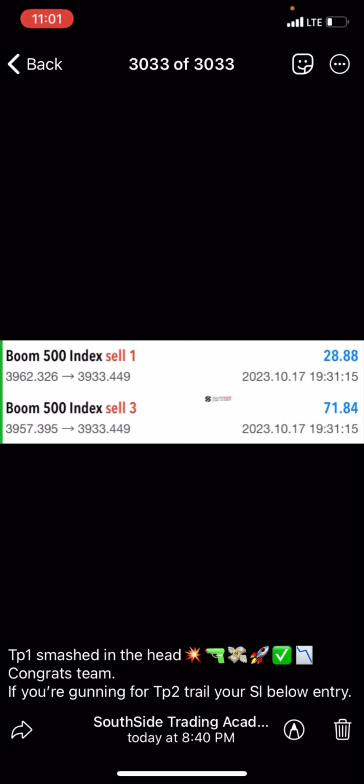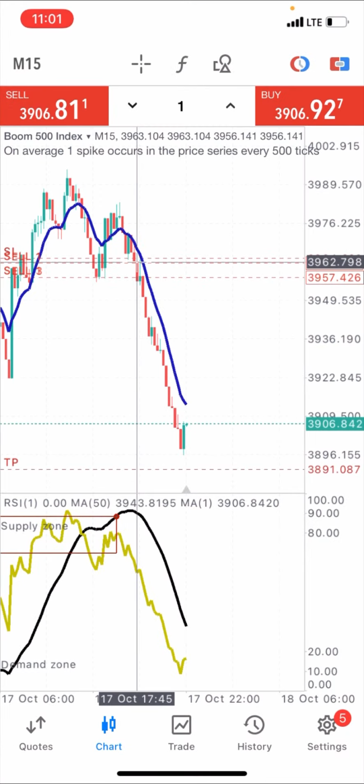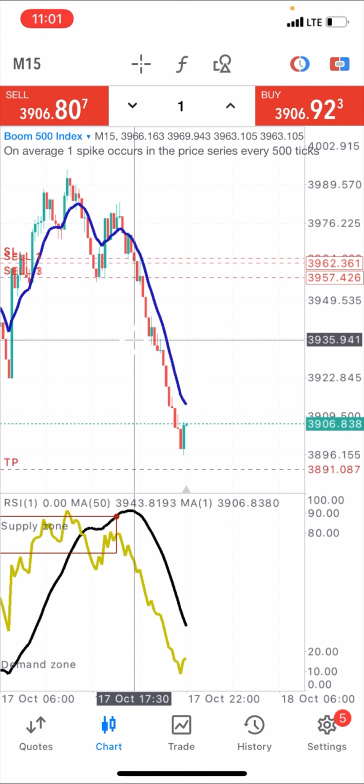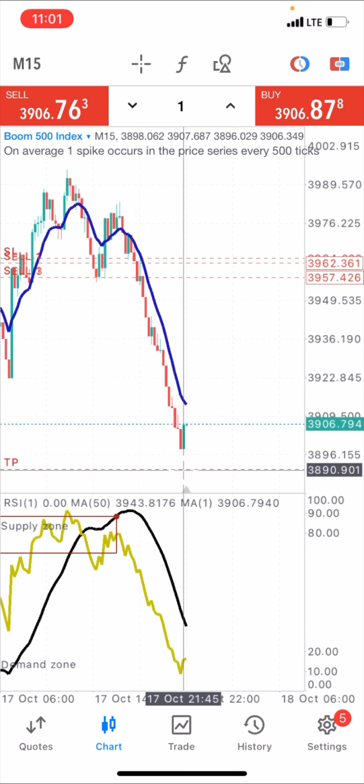If you're going for TP2, simply trail your SL below entry. Okay, so that means you have secured good profit already from this same market. So we have already hit our first target, was just around here, and this is just the second one that we are about to hit.